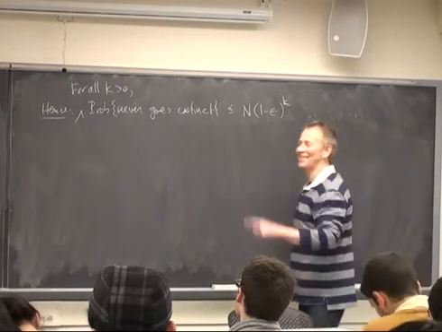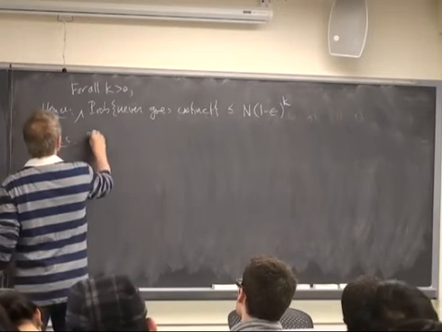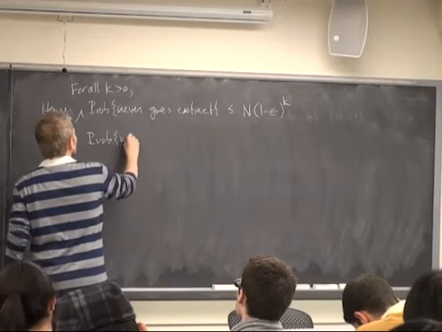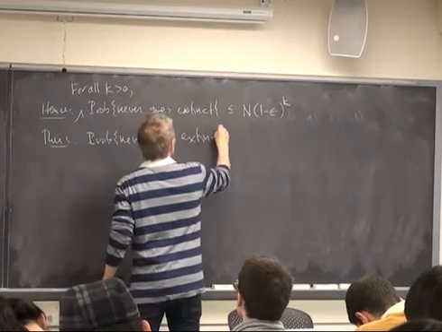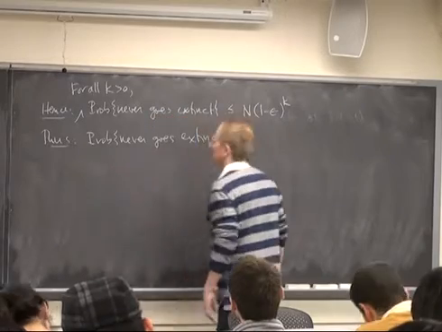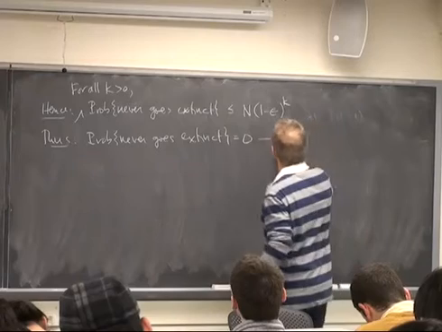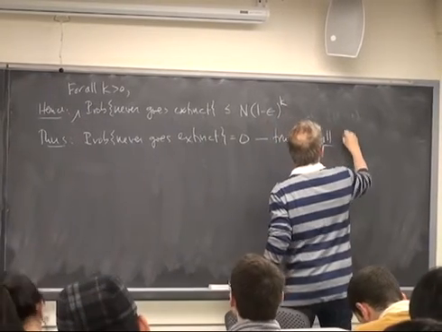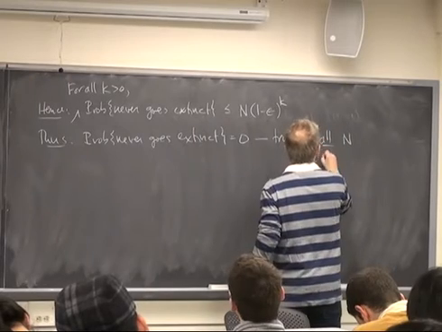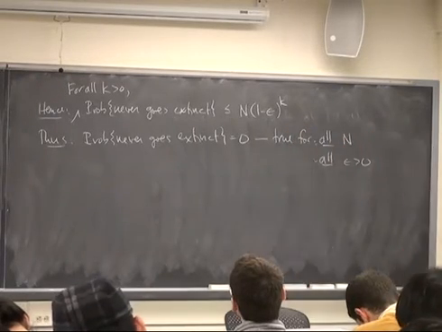Right. He had it. Okay. Thus, the probability that you never go extinct equals 0. And point of emphasis, this is true for any capital N and for all positive epsilons. Okay?